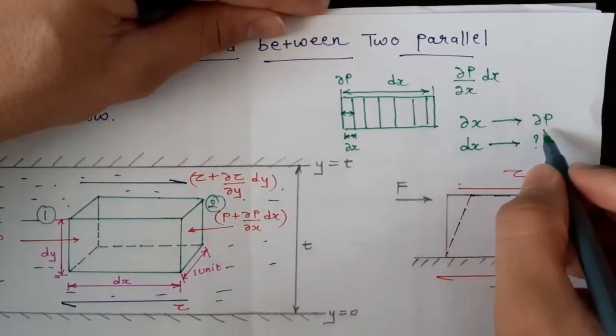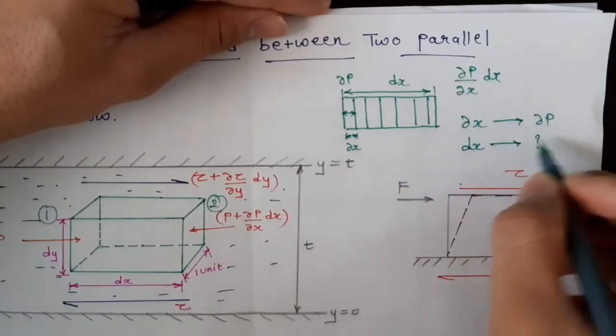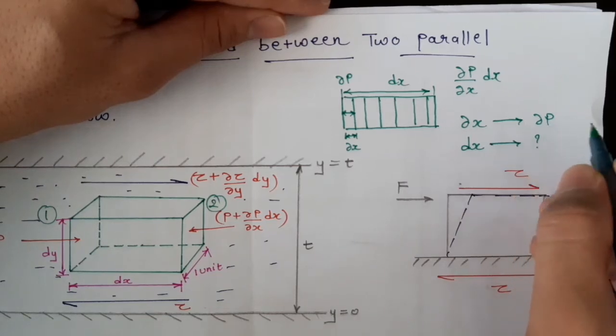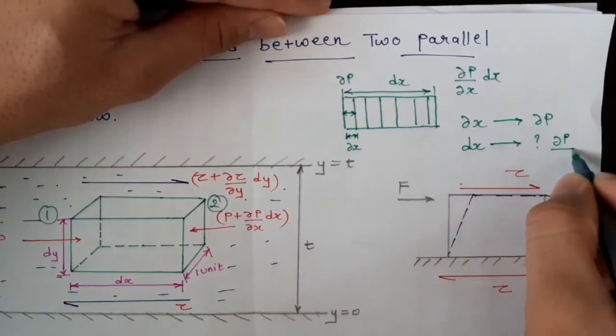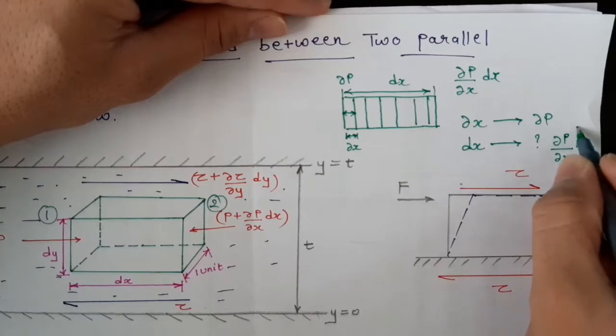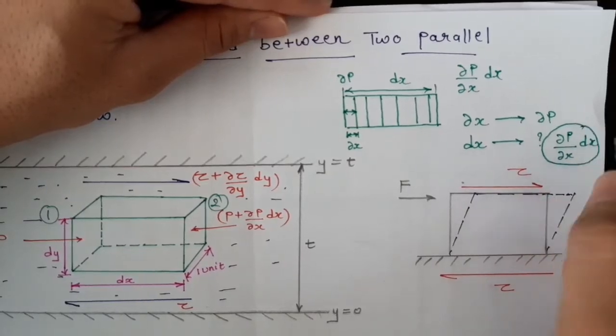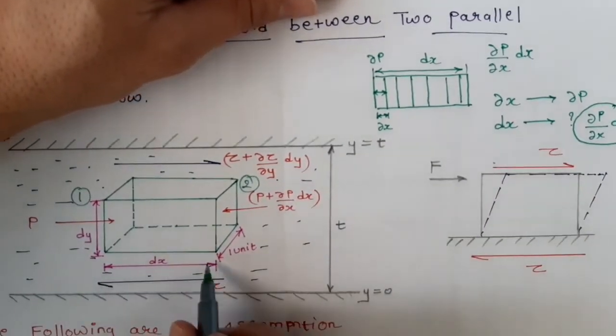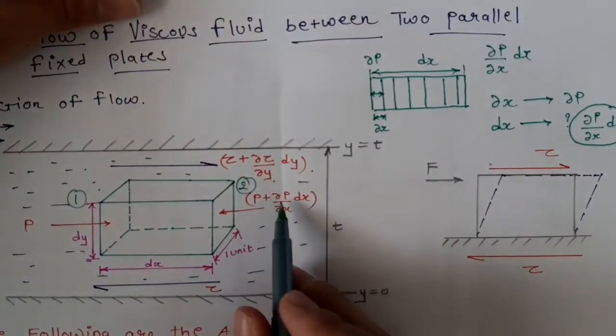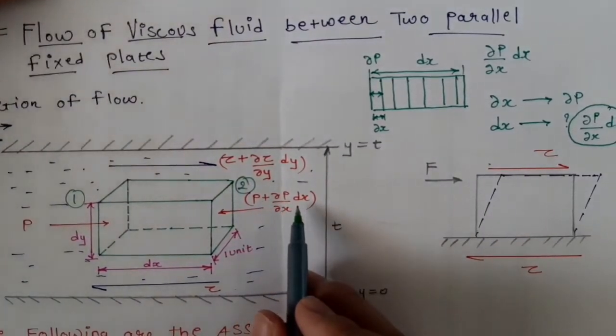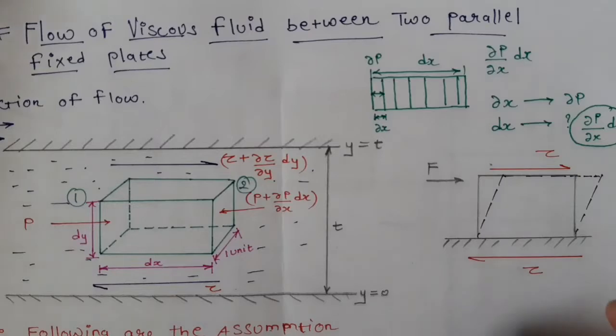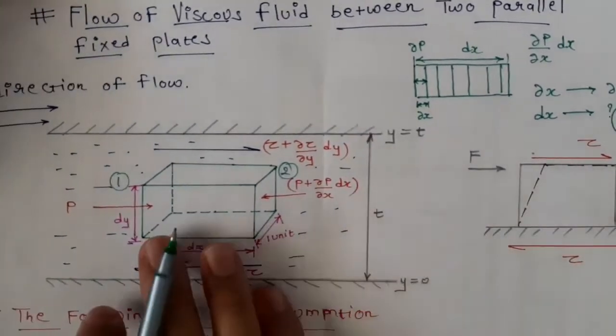This term will come here and this term will go in multiplication. So we will get del P by del X into dx. This is the increase in the pressure by moving a length dx. So the pressure will be P plus del P by del X into dx. I hope you understood.